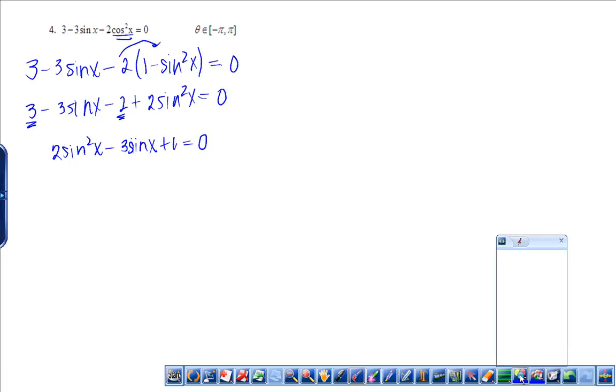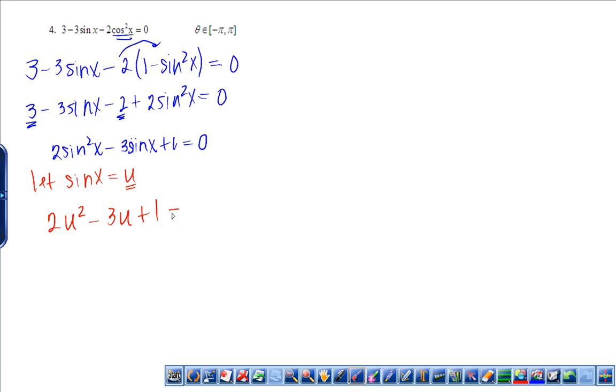Now this is something that you have not seen, but you're going to be using a lot of it. I'm going to say let sine x equal u. Now I know this is a weird letter for everything to equal, but this is called u substitution. Okay, so I'm going to say 2u squared, because I'm replacing the sine x, minus 3u plus 1. And hopefully this looks like a very normal problem now, and I'm going to do some factoring.